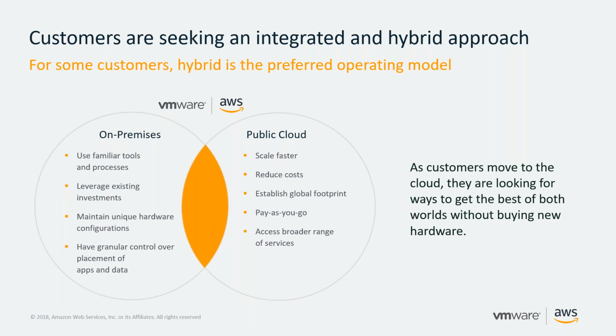So with an on-premises environment, you might want to use familiar tools and processes. For the most part, you leverage existing investments. You want to maintain unique hardware configurations, and you want to have granular control over the placement of applications and data. With the public cloud, you'll be able to scale faster, reduce your costs, establish a global footprint. You have the option to pay as you go, and you also have access to a broader range of services. So as customers move to the cloud, they're looking for ways to get the best of both worlds without buying any additional or new hardware.